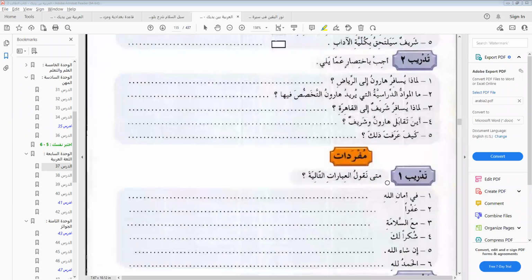التدريب الثاني، أجب باختصار عما يلي. لماذا يسافر هارون إلى الرياض؟ يسافر هارون إلى الرياض لطلب العلم بالالتحاق بجامعة الإمام. نعم. Good. Good responses are correct. ما المواد الدراسية التي يريد هارون التخصص فيها؟ علوم العربية. هارون تخصص في الدراسة الإسلامية.